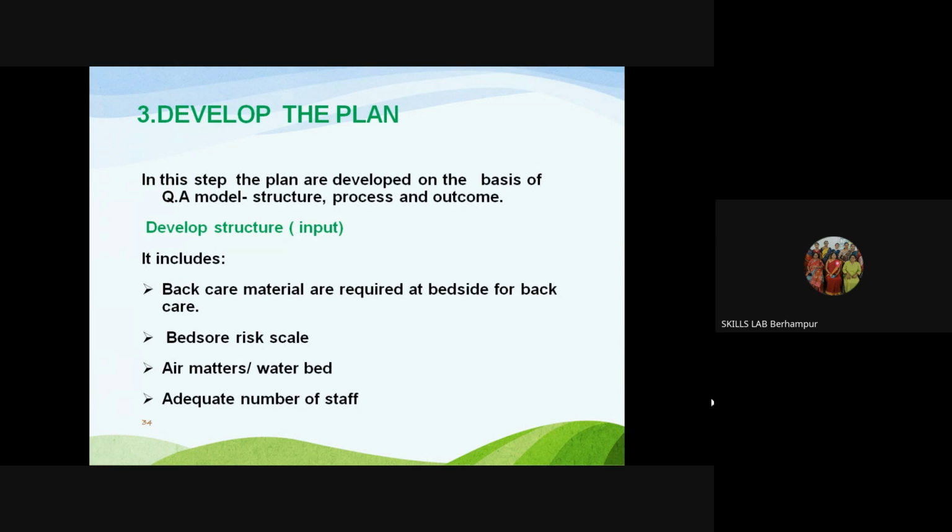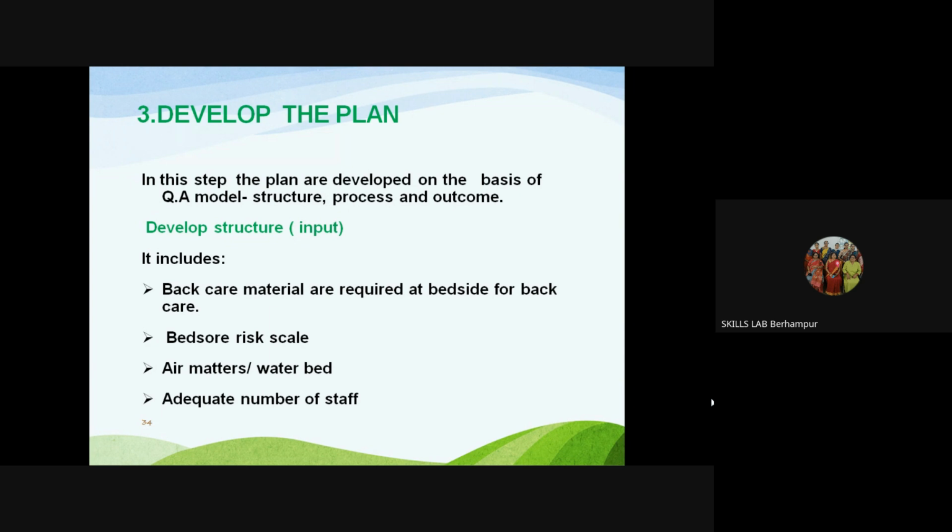Okay, it includes develop the structure. If the bed sore develops, we do this for bed sore, because most patients in the hospital may get bed sore. That is why we build the quality assurance structure. Back care material is required at the bedside for back care, a bed sore risk scale must also be available, and an air mattress or a water bed, and an adequate number of staff.